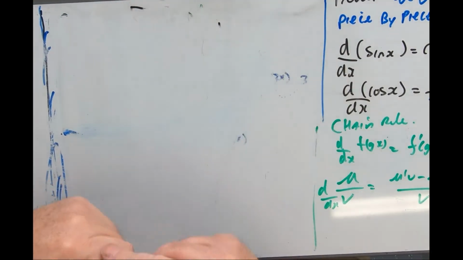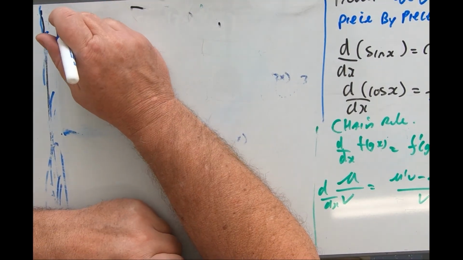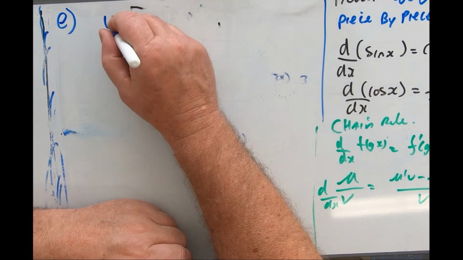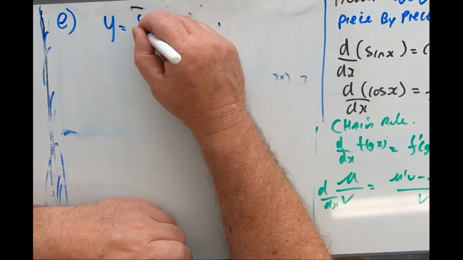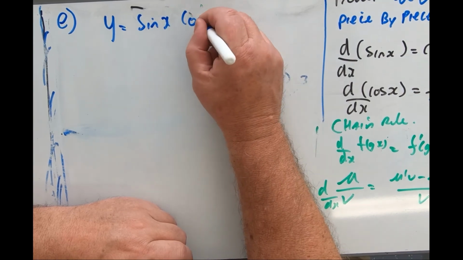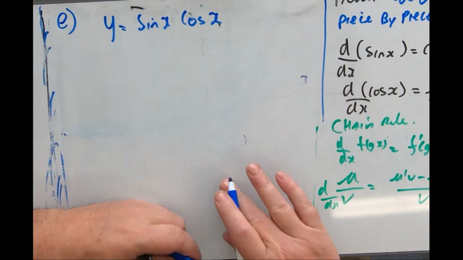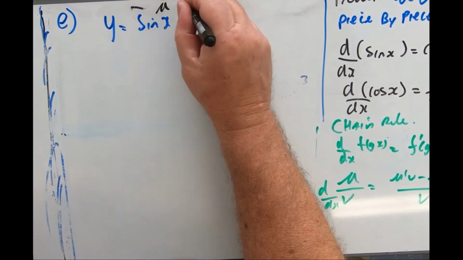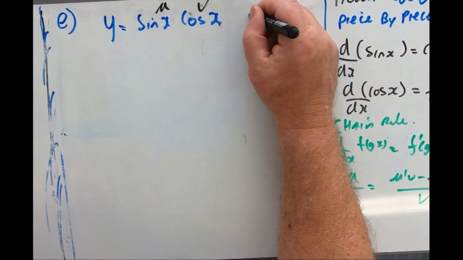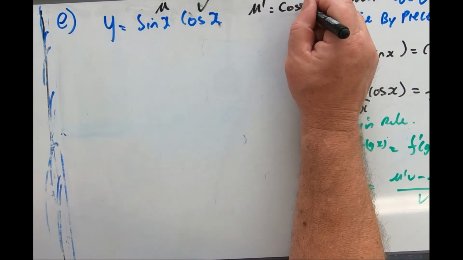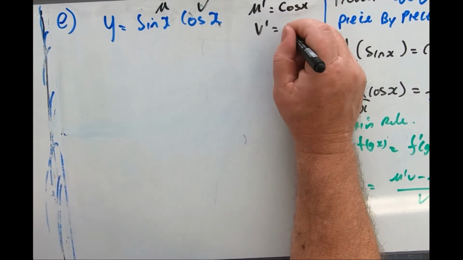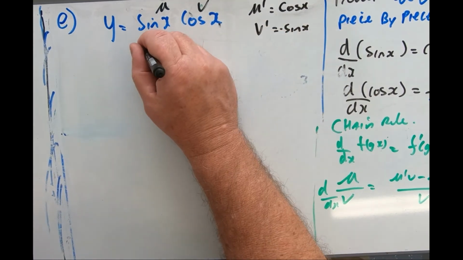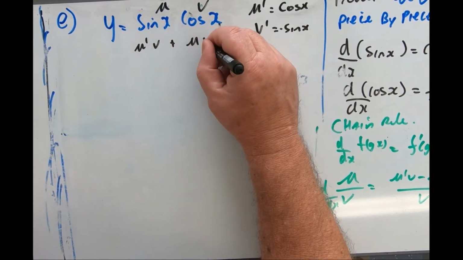F. Apparently on the practice sheet it's called E again. All right. Y equals sin x cos x. Okay. U dash equals cos x. V dash equals minus sin x. U dash V plus U V dash.